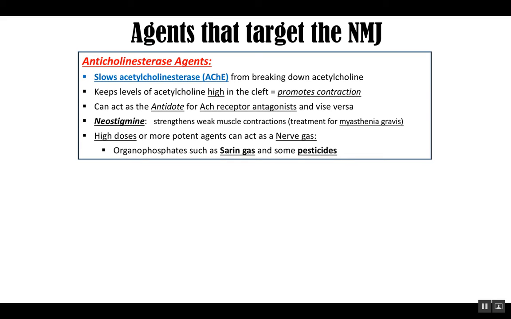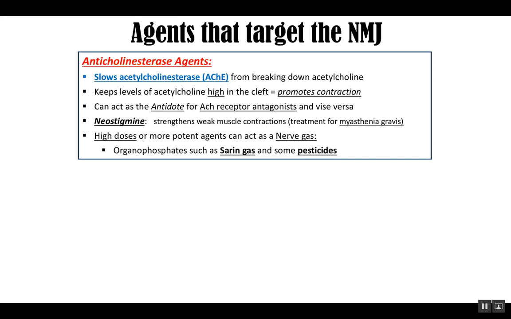If you prevent the removal of acetylcholine, acetylcholine stays in the cleft in high levels, and this can promote muscle contraction. If high doses are used, it can actually cause the muscle to stay in a contracted state. So these agents have pros and cons. They can act as antidotes for the previous slide.